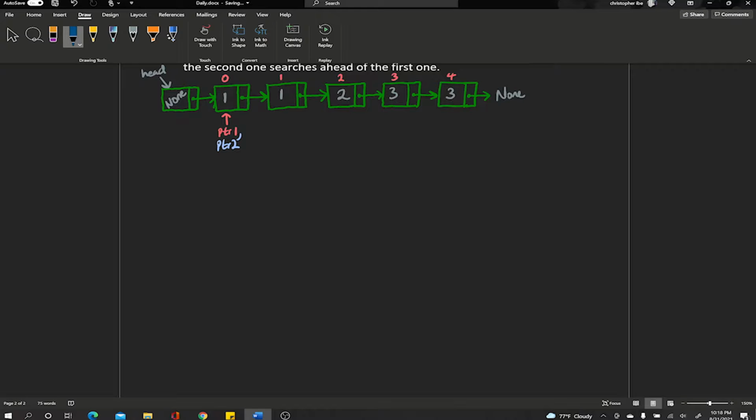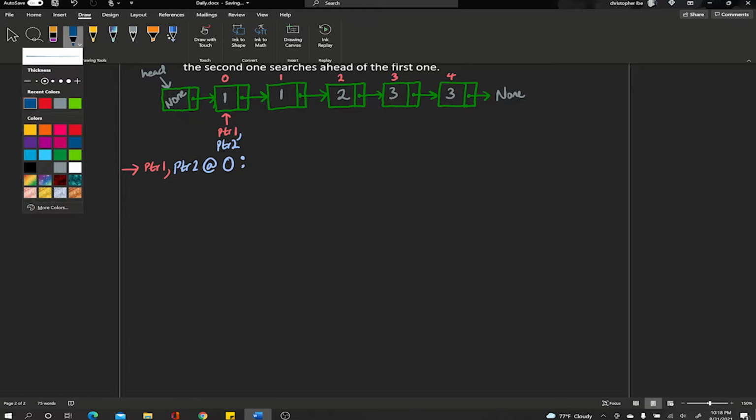So let's consider our first iteration. In this iteration, PTR1 and PTR2 are both at 0. Keep in mind, I put indices to make the explanation a little bit easier, but typically linked lists don't really have the concept of indices. But now PTR1 and PTR2 are both at index 0.